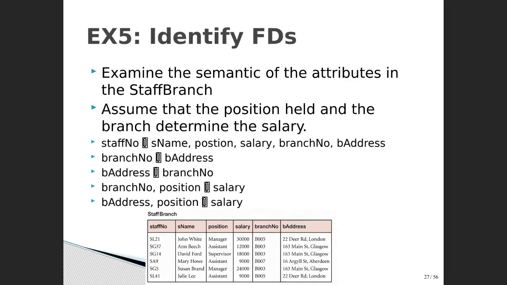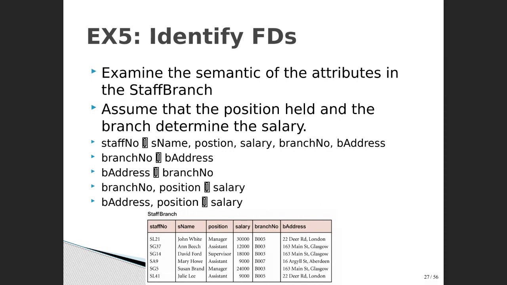Last time, we wanted to identify the functional dependencies in this relation, for example, staff branch. The first functional dependency will be the primary key functional dependency, which will be determining all other attributes. So this is the first one. Then we use the information provided by the enterprise about the relationship between attributes, or we use our common sense to understand the relationship between these attributes.